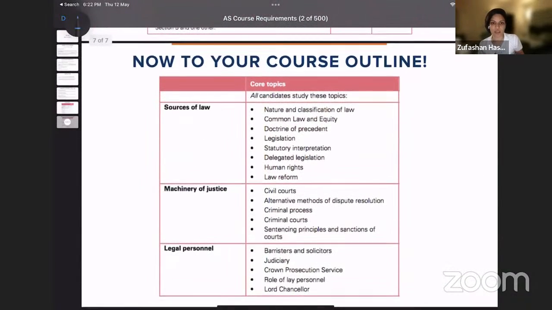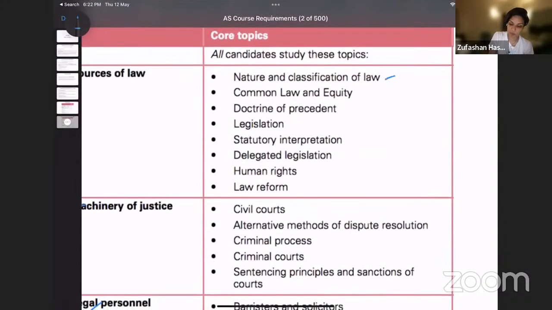The course outline is very simple. There are 3 units, as we call them, 1, 2, and 3. Sources of law, machinery of justice, and legal personnel. Any of these topics can come in P1 as an essay question, or P2 as the part 4 essay question, right? This one is purely a topical background for law, right? The syllabus starts from here onwards, all right?